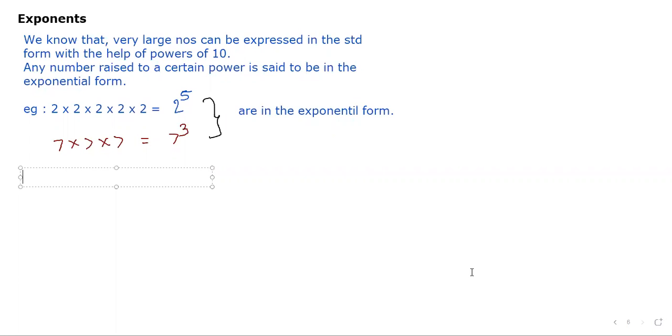Below that, write down negative exponent. Just write the heading. I think we won't have that much time. We'll continue it tomorrow. Negative exponents. Just write the heading as negative exponents.